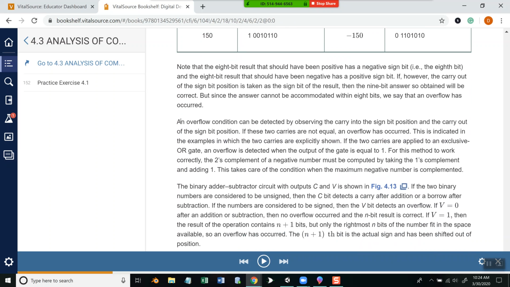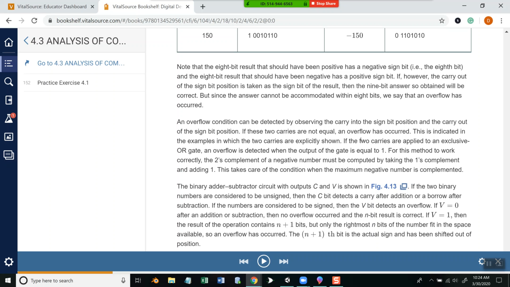There it is. An overflow condition can be detected by observing the carry into the sign bit position and the carry out of the sign bit position. If these 2 carries are not equal, an overflow has occurred. Because if our first one is a 0, because we don't have a carry to begin with, and then our last one is 0, they're the same. But if the last one is carrying over a binary digit of 1, that means that overflow has occurred. That's what they're saying.